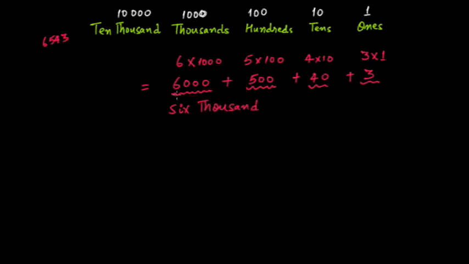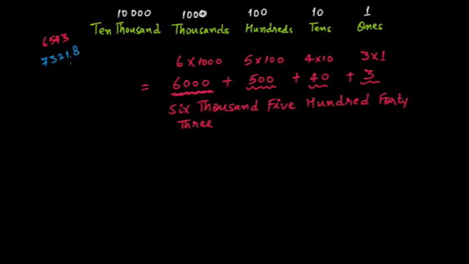6,000. Why? Because it was here 500, 40, and right here 3. Okay, 6,543.